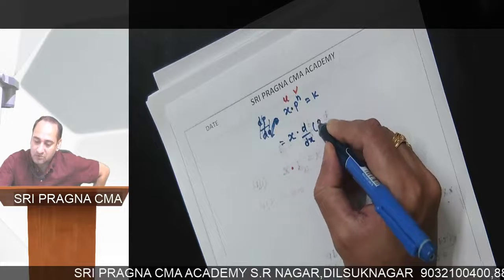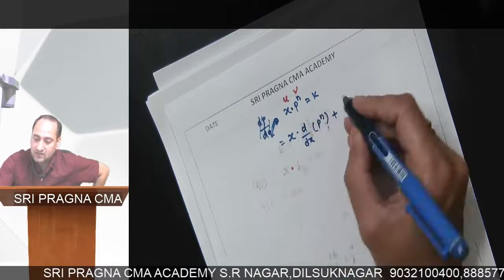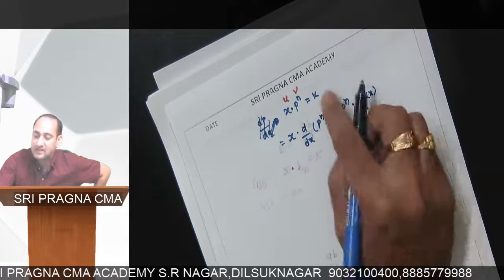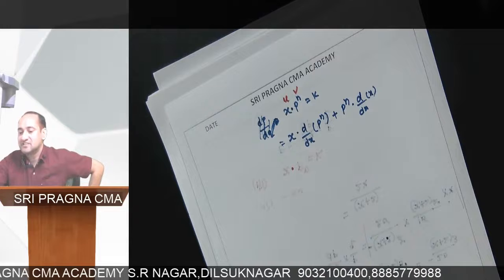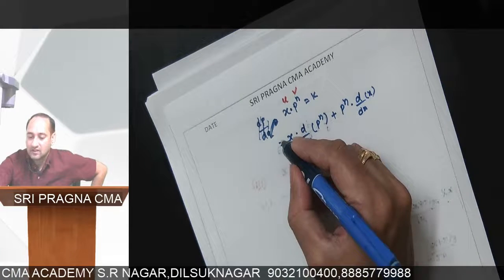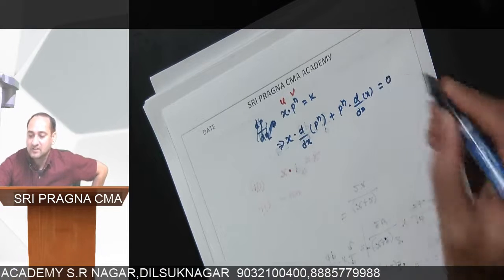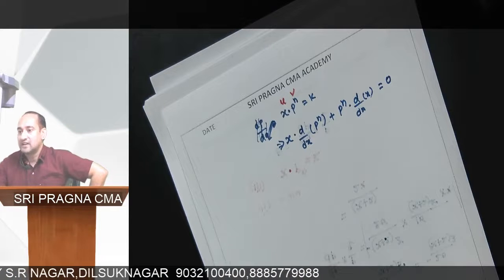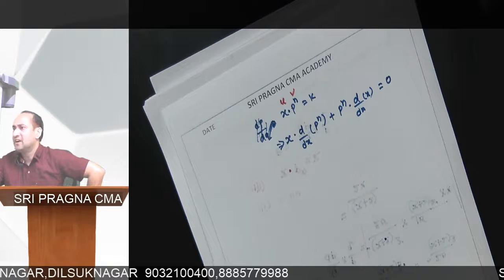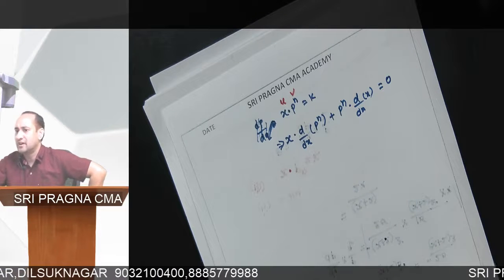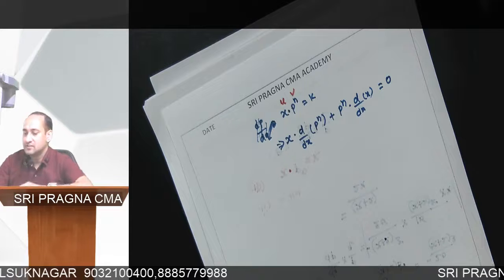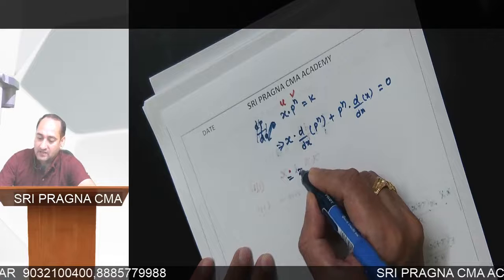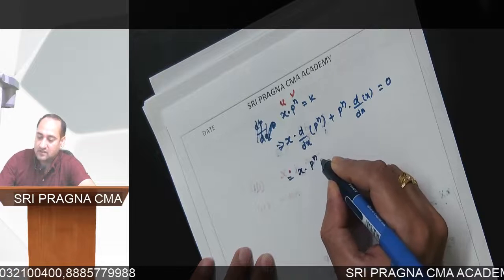So obviously x p to the power n plus p to the power n d by dx, and k is the constant, and the differentiation of a constant is always 0. So it is equal sign, I am putting it here 0. Is it clear to all of you? k is a constant, like any number, 100, 200, whatever you can think, and you can do the differentiation of that. So you are getting what? 0.